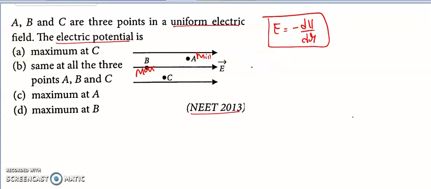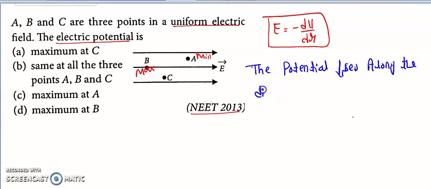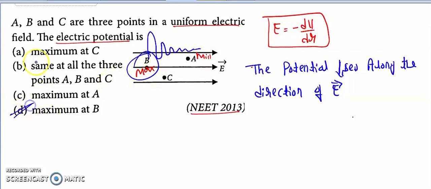So the potential decreases along the direction of the electric field. So potential should decrease. Okay, so this one is B point at the maximum. Option D is the right answer.